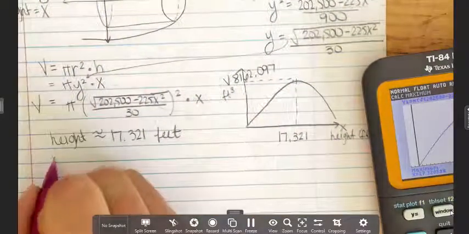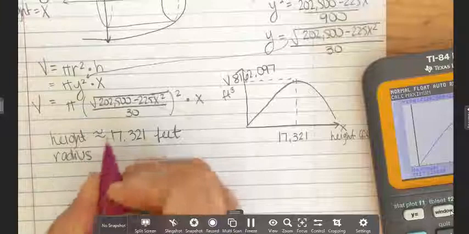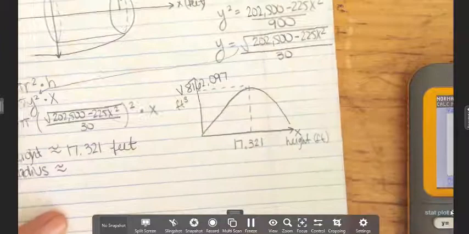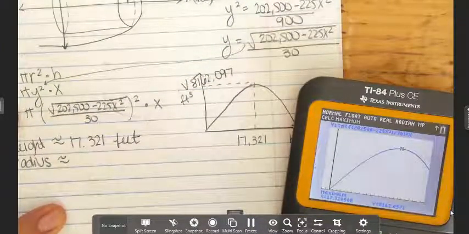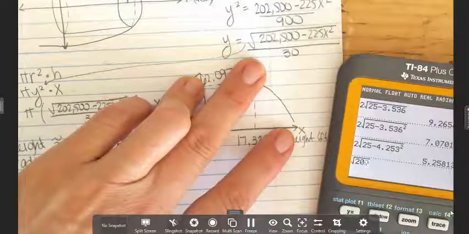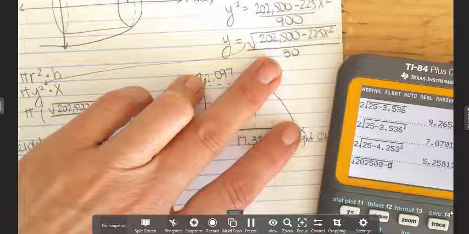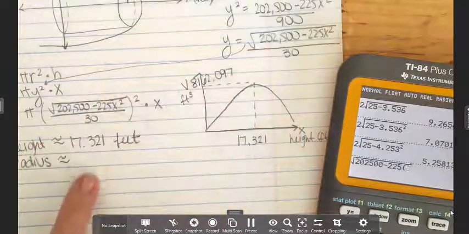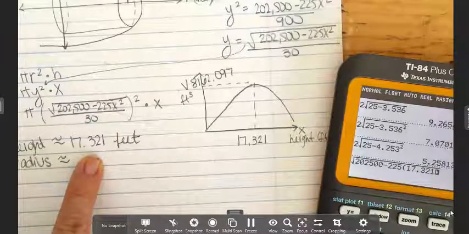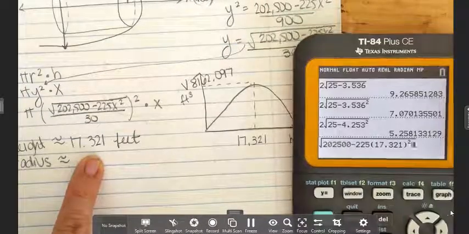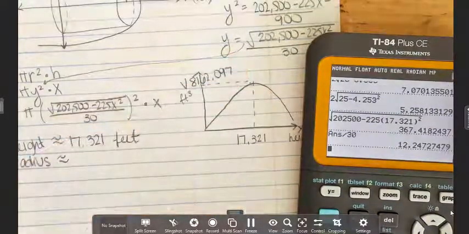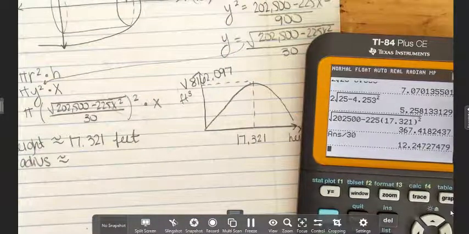So then we also need to know what the radius should be. And remember, our radius was represented by this function. So we'll go back in there and put that in. So we're going to do the square root, I'll do that and then I'll divide by 30. I got 12.247.